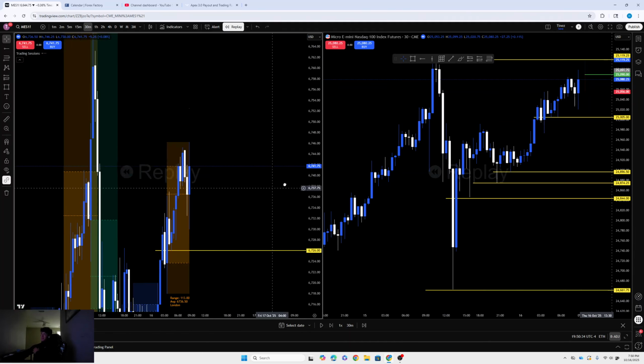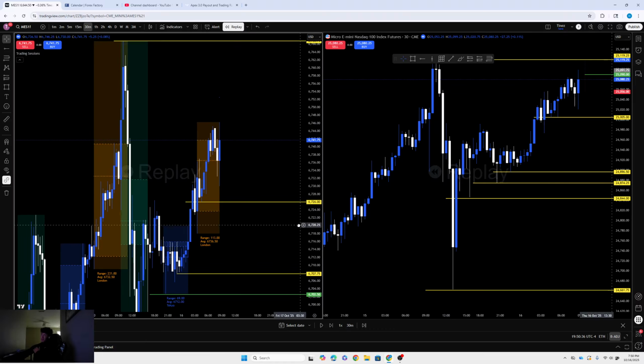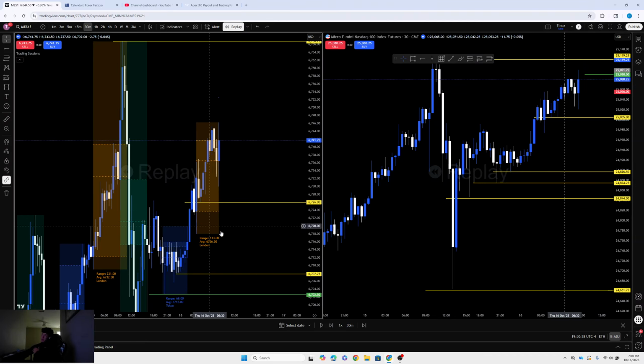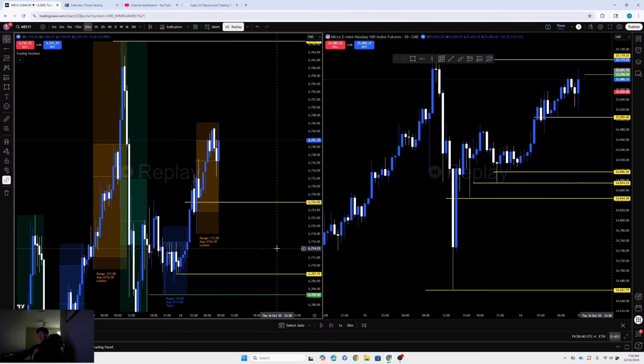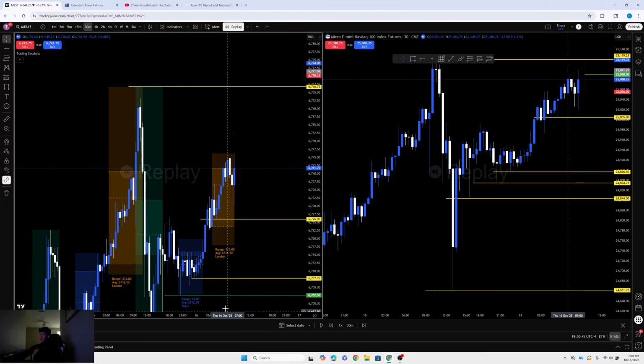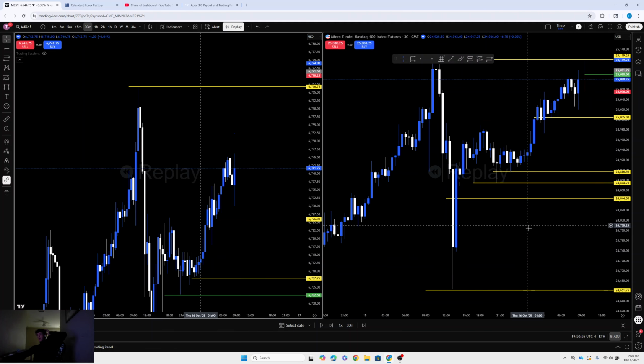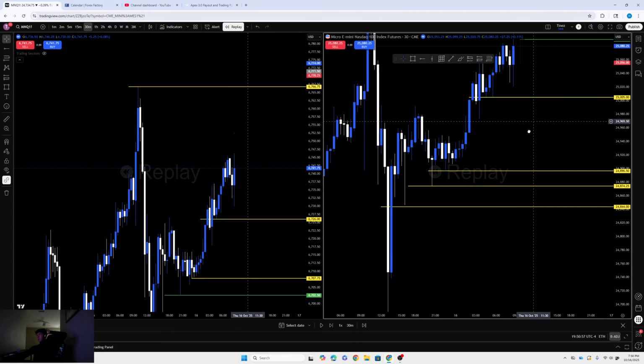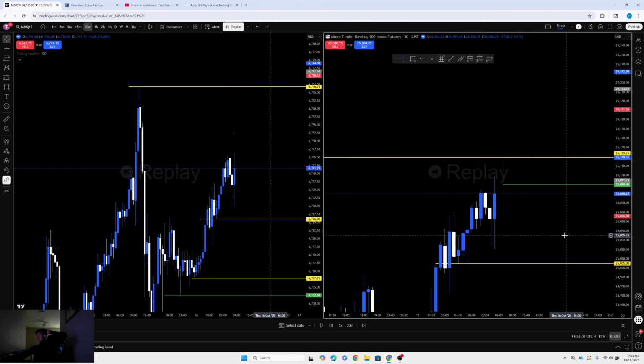So overall bias, pretty simple. London didn't manipulate anything towards the downside. Asian didn't do anything towards the downside. We just pushed up from this gap more. Really just looking for some sort of reversal to the downside. So overall was pretty bearish. Still obviously looking for whatever the market gives us.